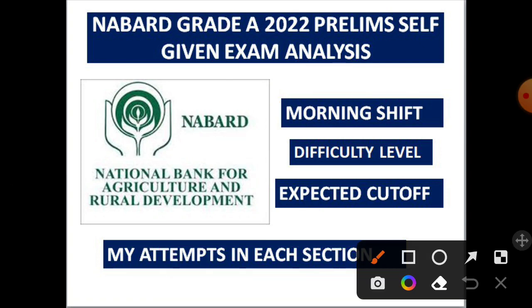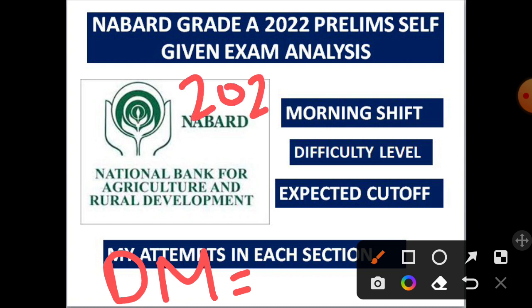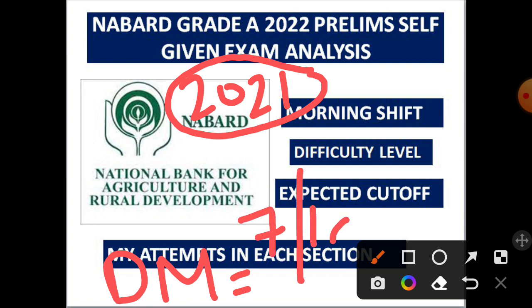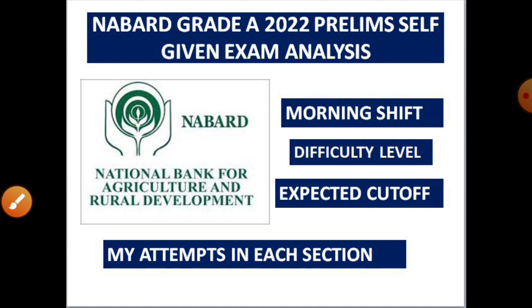And the next one is decision making. To be frank, it was a bit easier compared to 2021. In 2021, it was very difficult, and people were scared about this section itself. I was able to attempt 7 out of 10. I'm not sure about the complete 7. I'm sure about 4 or 5, and for the remaining I took an intelligent guess. The last year sectional cutoff was 2, I guess, 1.75 or 2. So nothing to worry about here also.